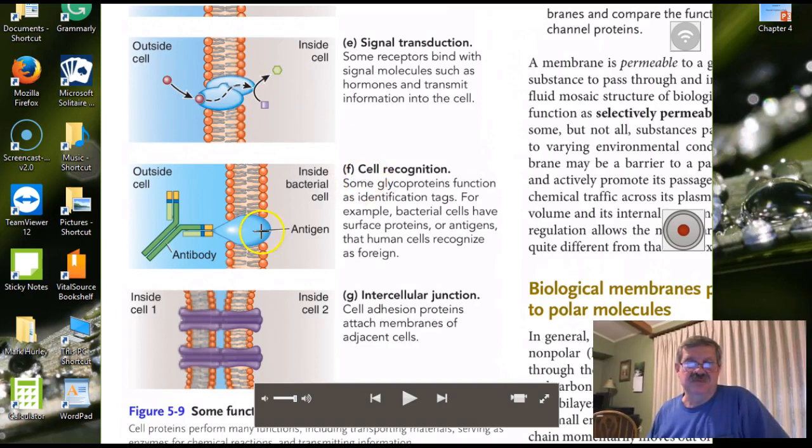Some of these proteins in the membrane are associated with cell recognition, and the example they're using right here is the way that your immune system works by using proteins, in this case antibodies, for cell recognition. And then down here at the bottom we have the idea that there are some places where you have cell-to-cell contact, and there has to be a way for those cells to attach to one another. And so you can have proteins in the membranes of these adjacent cells that will allow the cells to attach to one another.